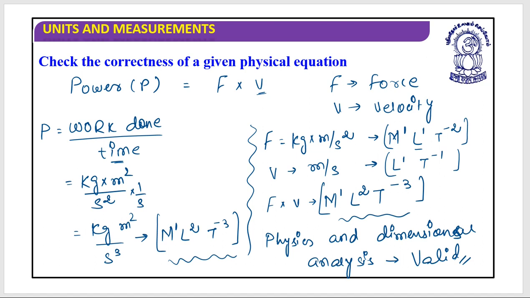Now I hope these things are clear. So those relations which are correct, which are valid according to the physics, they must be valid according to the dimensional analysis. Those relations which are valid according to the dimensions, they may or may not be correct according to the physics. Is it clear? Okay, great.